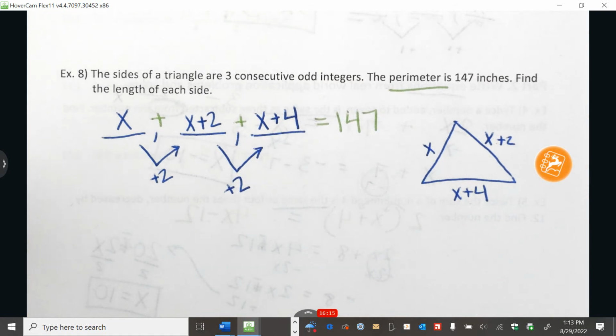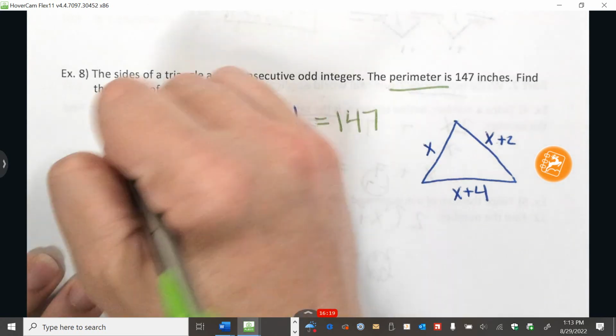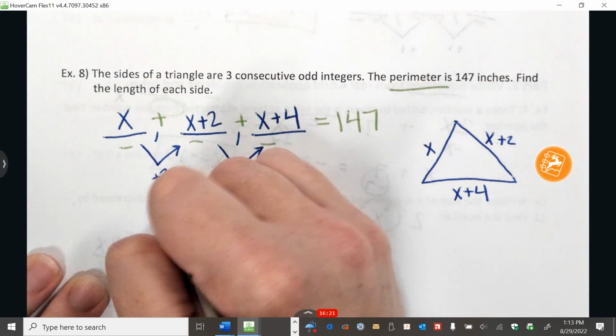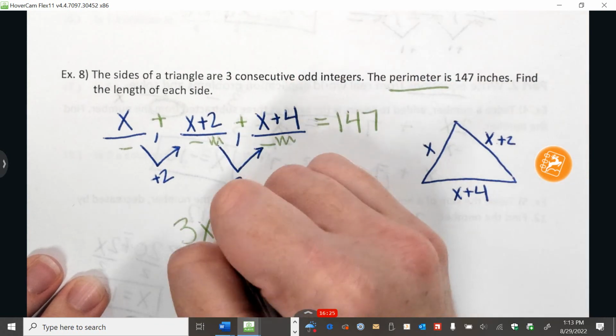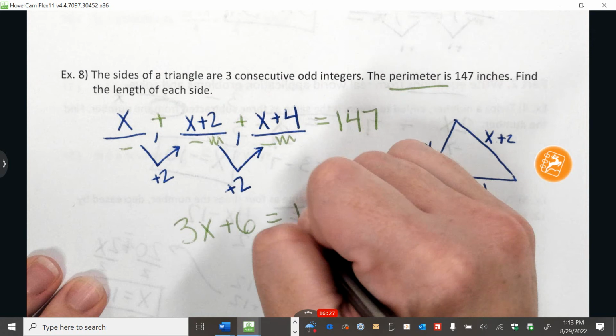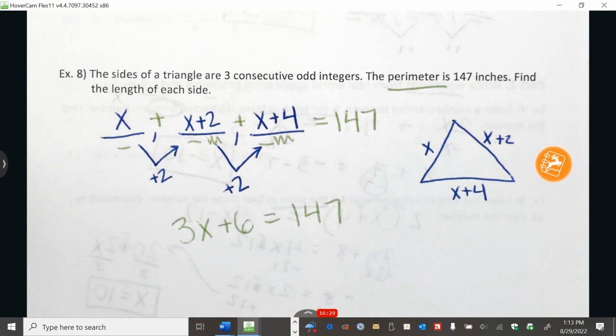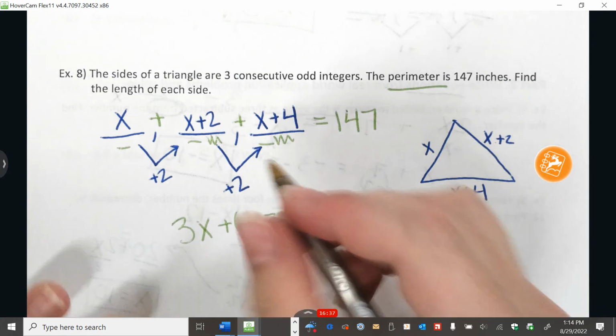Okay, so knowing that, what are my like terms? So 1, 2, 3 x's. And then what's 2 plus 4? Equals 147. Now what? Yeah, doesn't it look a lot like the other problem? Just an odd number versus an even number.